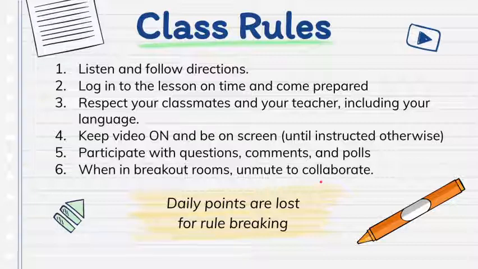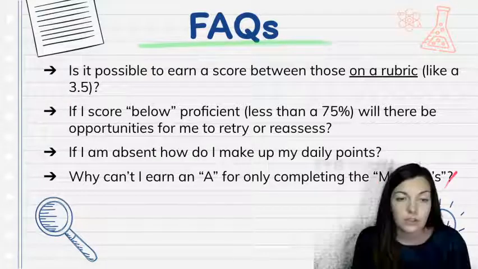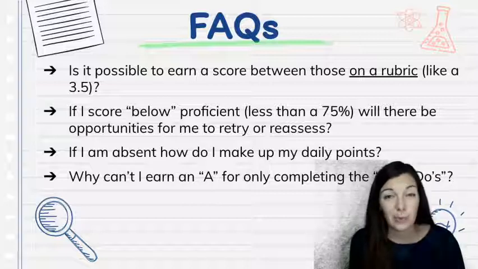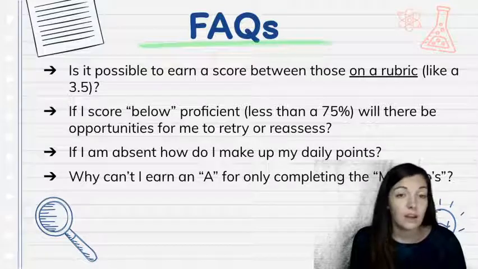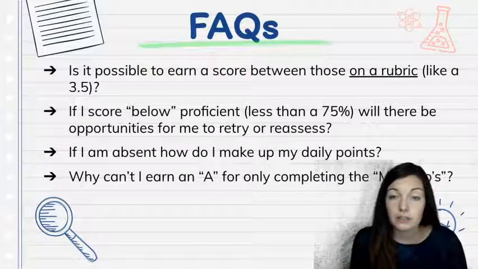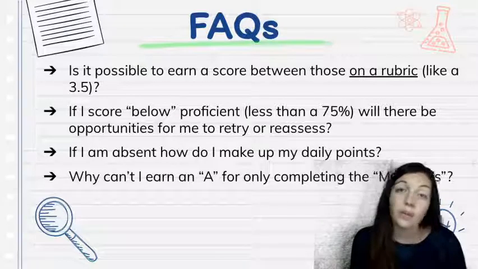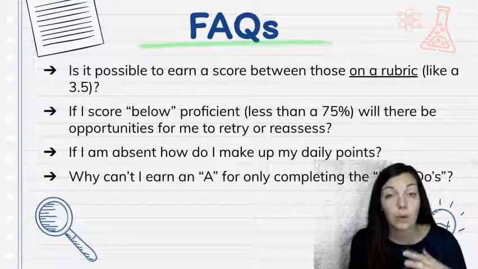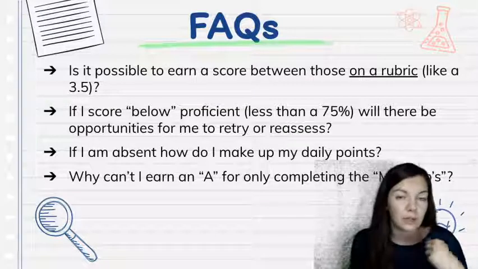Couple of FAQs and then we're done. Is it possible to earn a score between those on a rubric? So let's say a 3 is a 75%, a 4 is 100%. Can you get a 3.5? Sometimes, yeah, you absolutely can. If I score below proficient, less than 75, will there be opportunities for me to retry or reassess? Yes, only on proficiency checks, and there will be class time for you to revise with the help of either someone who is proficient or most likely me and other peers.